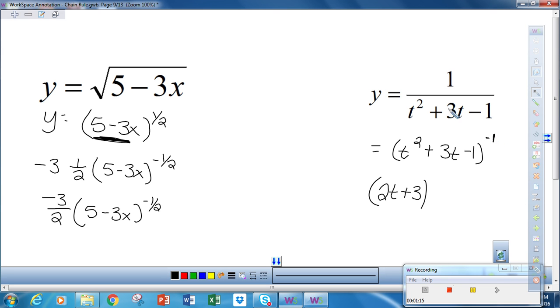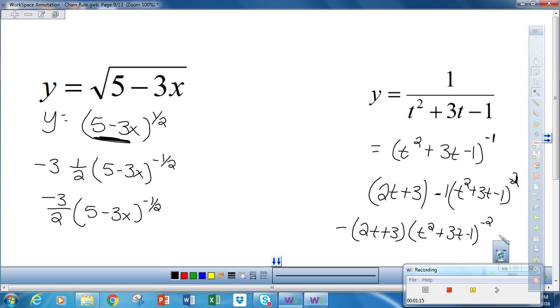Now the derivative of that outer function is simply multiplying by negative 1, and then this remains the same, and subtracting 1 from negative 1, which is negative 2. So I could write this as negative 2t plus 3 times t squared plus 3t minus 1, all raised to the negative 2 power. Of course, that can be written differently as well.